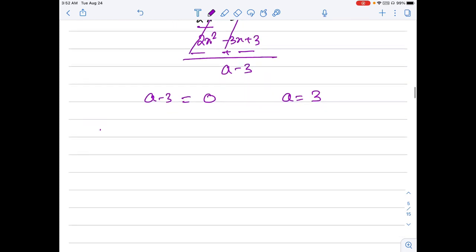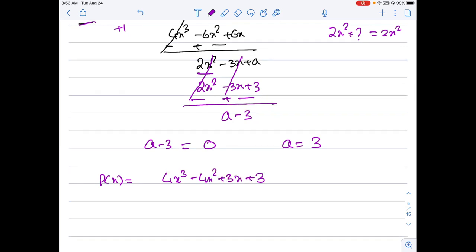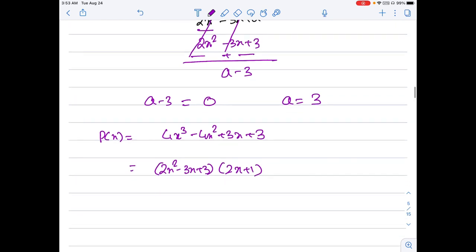So our p of x was 4x cubed minus 4x squared plus 3x plus, a value is 3. Now we have done the long division and we saw that it is divisible by 2x squared minus 3x plus 3, and we got a linear factor as 2x plus 1. So it can be factorized like this. It is being asked to prove that this is less than 0.